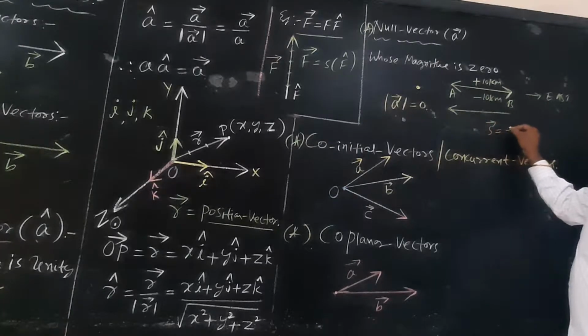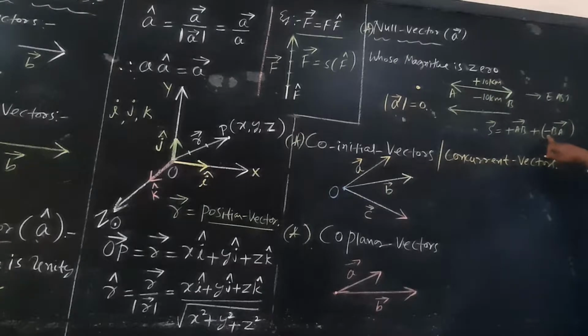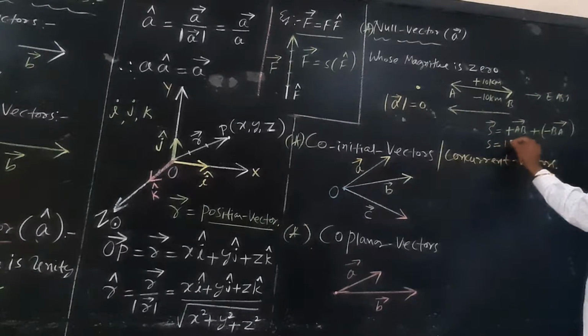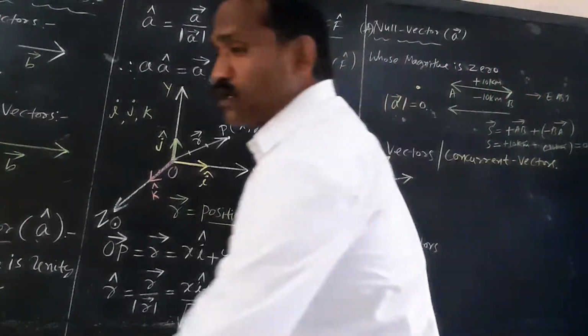Net displacement is AB vector plus BA vector. Why negative sign? Plus AB means towards right side. Minus BA means towards left side. Right side is taken as positive and left side is taken as negative. Therefore, plus 10 kilometer plus minus 10 kilometer. Plus into minus is minus, so plus 10 kilometer and minus 10 kilometer get cancelled. What is the net displacement? It is 0.